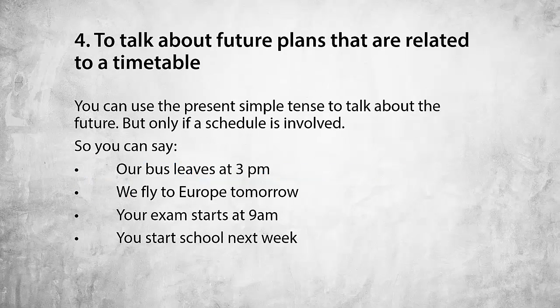And the fourth use for the present simple is when you talk about future plans that are related to a timetable. The key here is that your future plans, they must be related to a future timetable or a schedule. So if you say, our bus leaves at 3 p.m. Our bus leaves, that's present simple, and then at 3 p.m. So that's a future time reference.